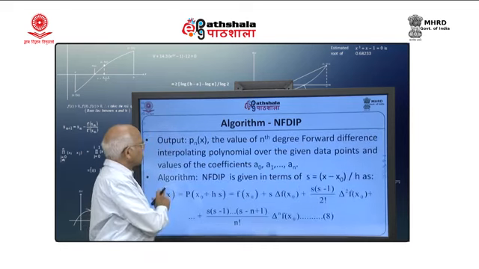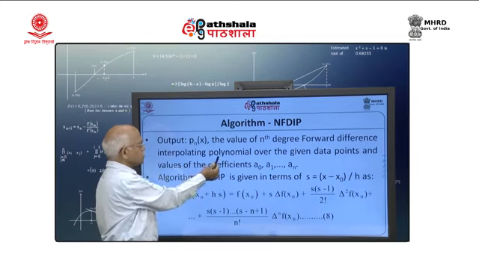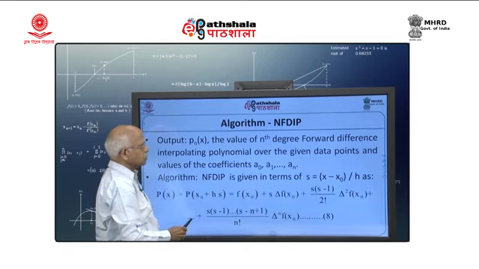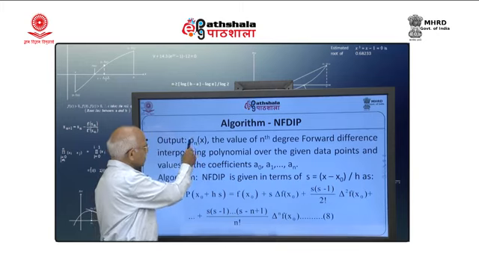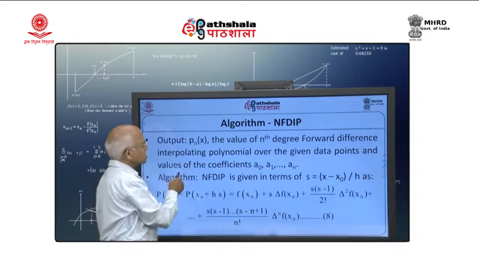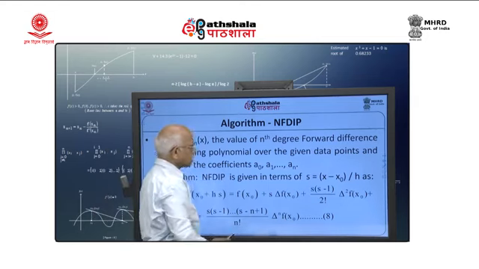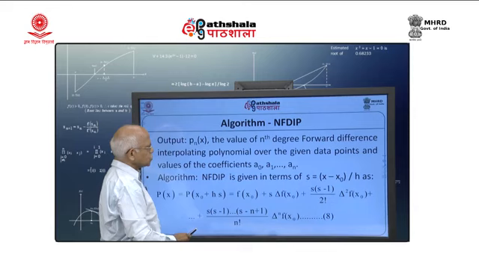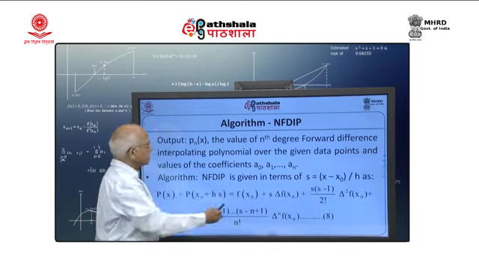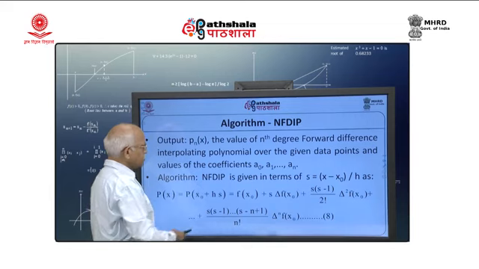The output of the algorithm will be nothing but the nth degree forward difference interpolating polynomial over the given data points and the values of the coefficients a 0, a 1, a 2, a 3, up to a n. So, I am trying to estimate the value of y at x using this p n of x, where p n of x is the nth degree forward difference interpolating polynomial over the given data points, and the values of the coefficients a 0, a 1, a 2, a 3, up to a n. So, if you want to write that polynomial, then we can use these coefficients, and the algorithm NFDIP is given in terms of what?